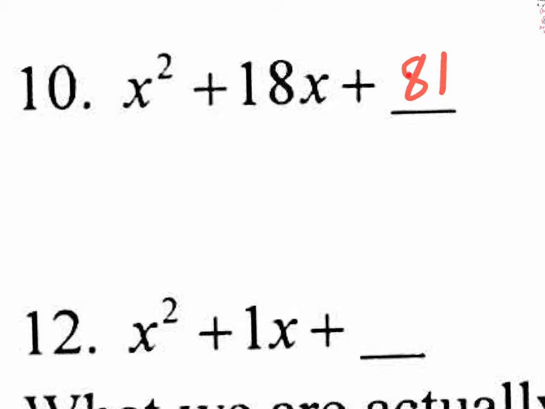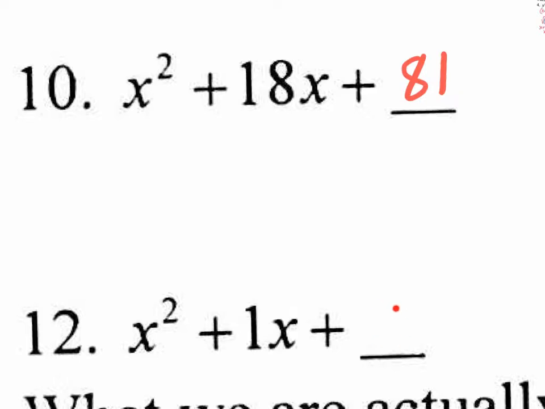But you only found this number by looking at this one. It was half. That's how we got the 9, right? And then we multiplied it with itself, right? So we need to do that same thing. Take half of your b, which in this case would be 9, and then multiply it with itself, which would give you that perfect c value, 81.